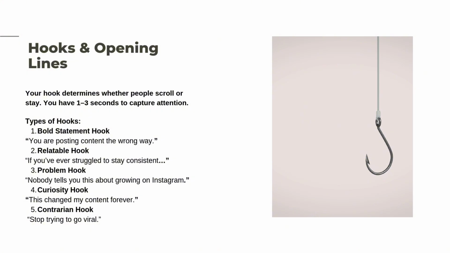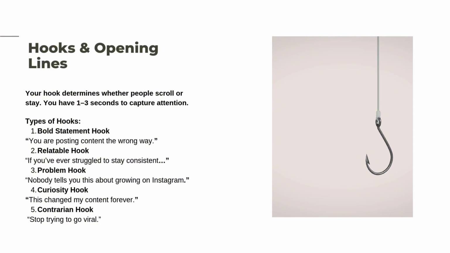So there are different types of hooks, right? And this is something that we didn't share in the model 4, so I'm excited to share. There are different types of hooks. We have the bold statement hook, the relatable hook, the problem hook, the curiosity hook, and the contrarian hook, right?